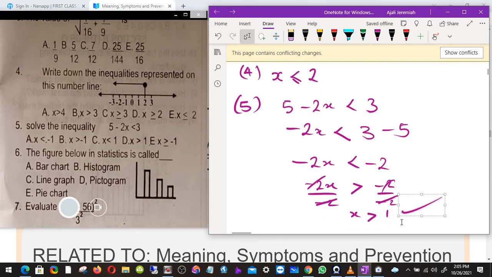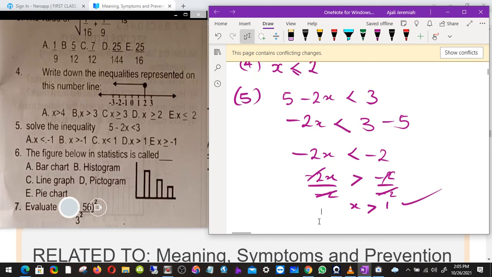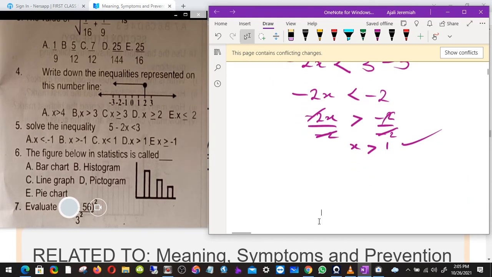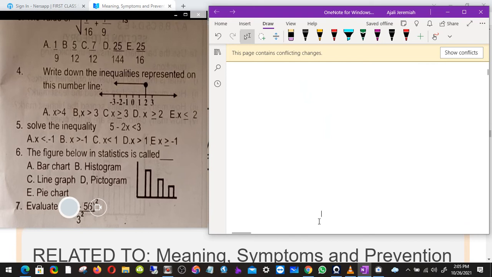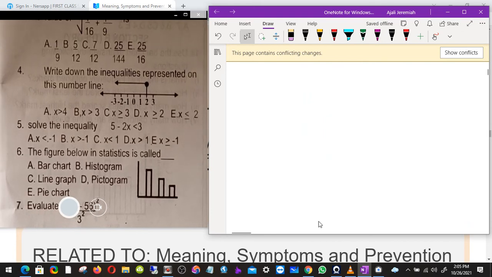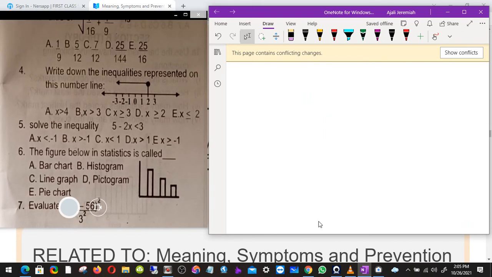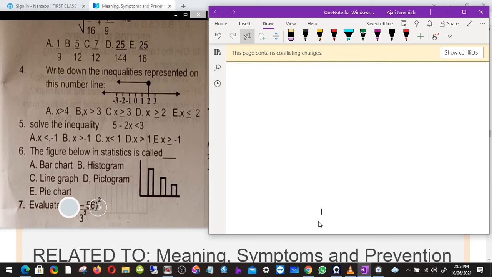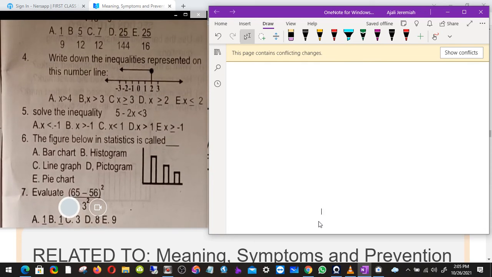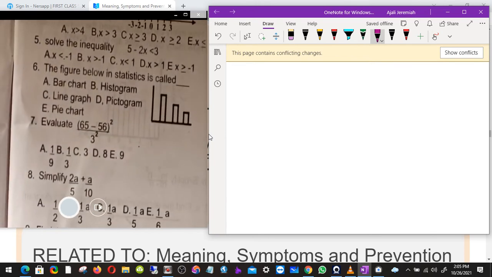Number 6. What's that figure called, please? It's a bar chart because you can see it's in bars. Can you see it? It's in bars. For a histogram, the bars will be joined together, isn't it? Yes. Number 7.